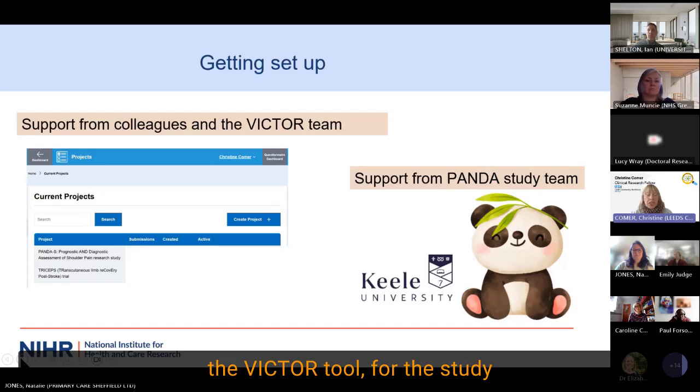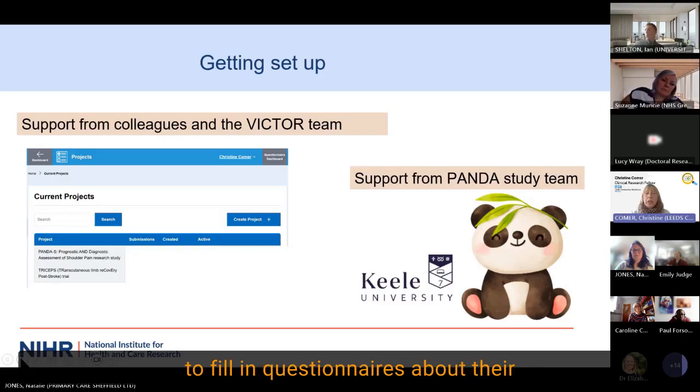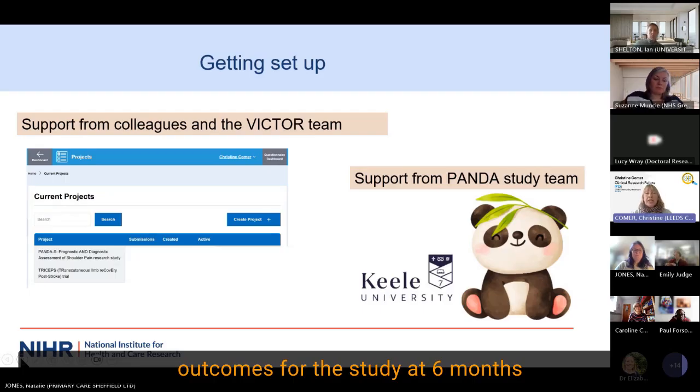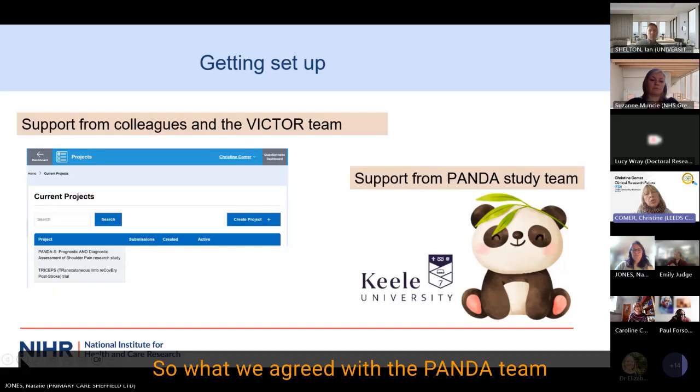For the study participants. What we didn't want was to confuse study participants with another request for some data collection, because they were already being asked to fill in questionnaires about their outcomes for the study at 6 months and 12 months. So what we agreed with the Panda team was that we would send out our Victor invitations at that in-between point between the 6 months and 12 months.